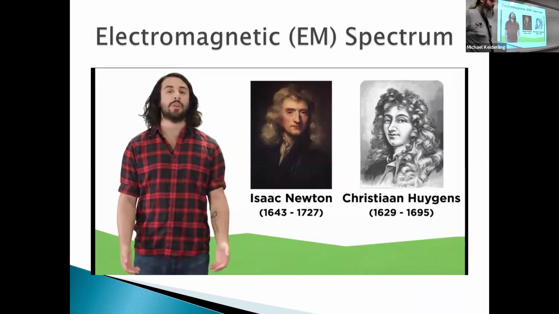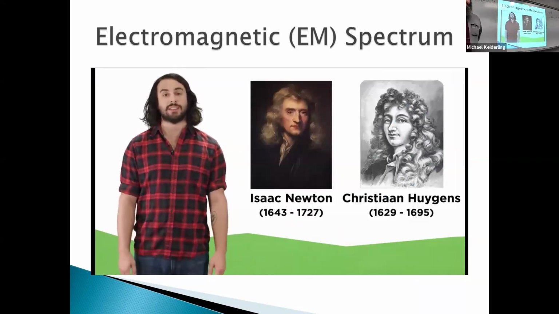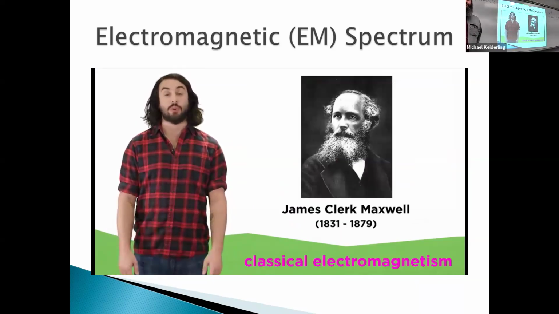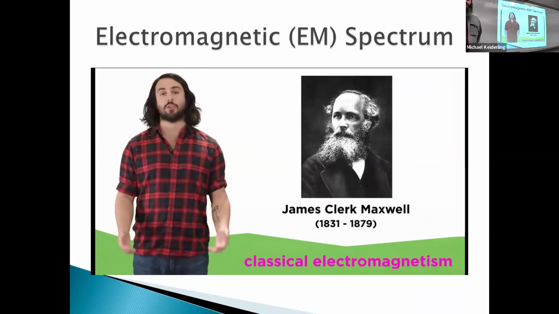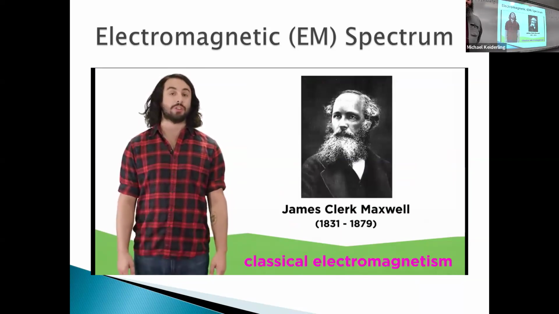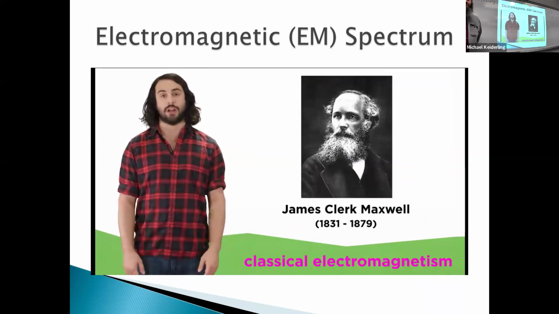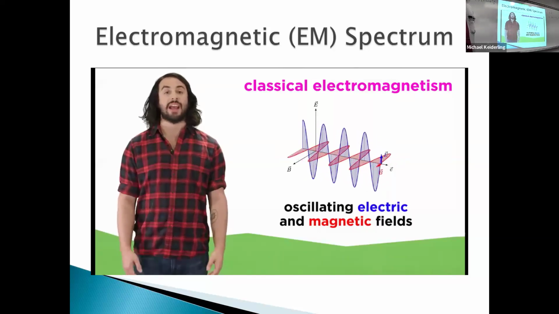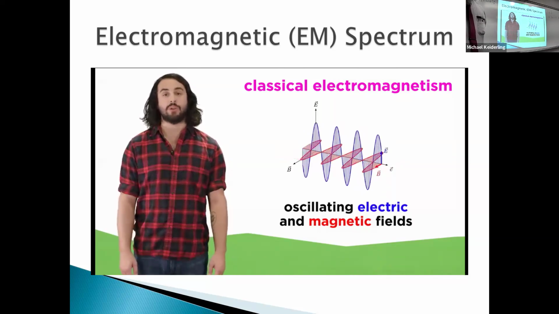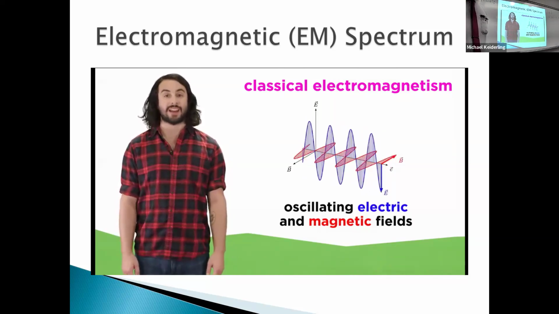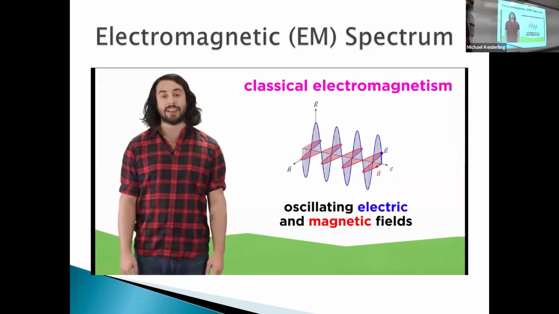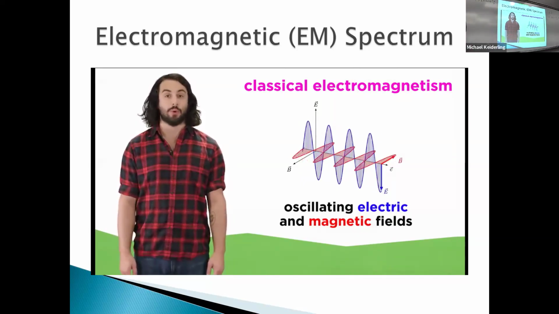Figures like Newton and Huygens worked with light in the 17th century, but a more sophisticated description of light, which we call classical electromagnetism, was developed largely by James Clerk Maxwell in the 19th century. This theory depicts light as a transverse wave composed of oscillating electric and magnetic fields, which are at right angles to each other and perpendicular to the direction that the wave moves.